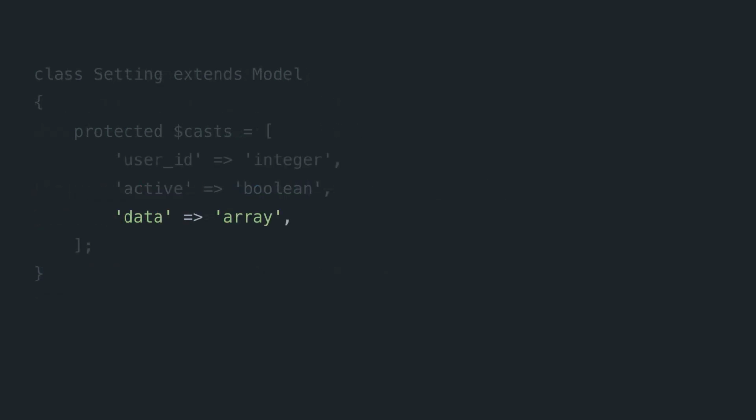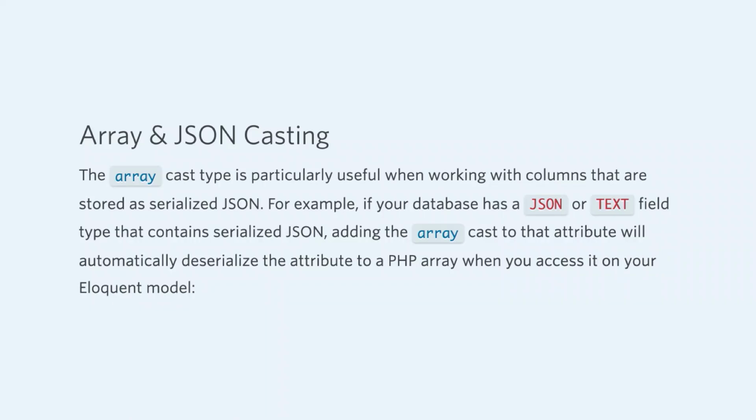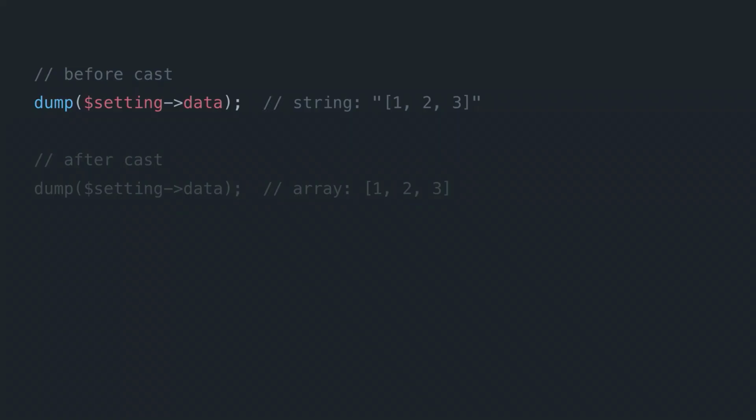There's also more complex types as well, like array. This works if you have a JSON field, for example. If you have a JSON field or a text column, you can use array to cast those. Before the cast, this would come back as a JSON encoded string, real nasty, and you'd do JSON decode or whatever, but with the casting, this can automatically happen for you where it's an array of 3 elements.